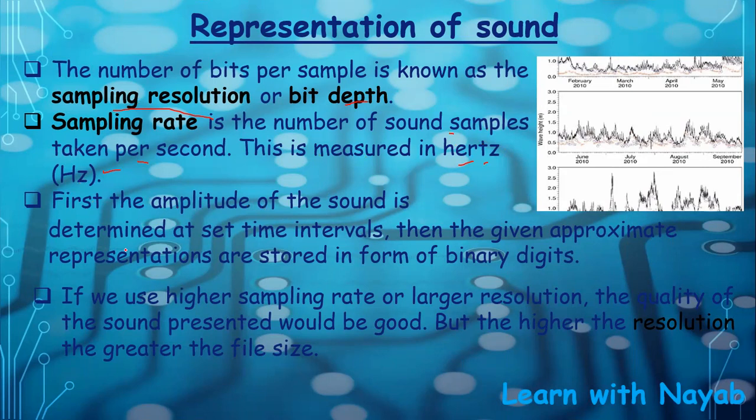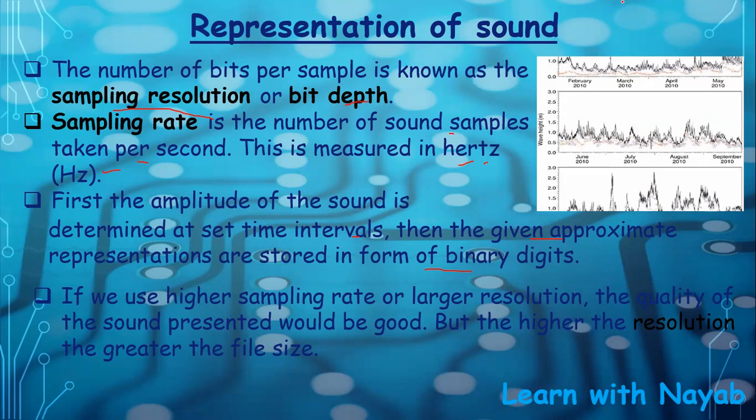First, the amplitude of the sound is determined at set time intervals. Then the approximate representations are stored in the form of binary digits. So how is it sampled? First it is set in time intervals, and then the amplitude of the sound is stored in the form of binary digits, because the computer stores in binary digits.